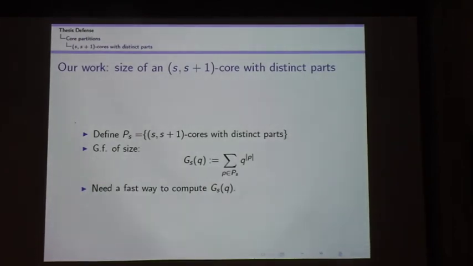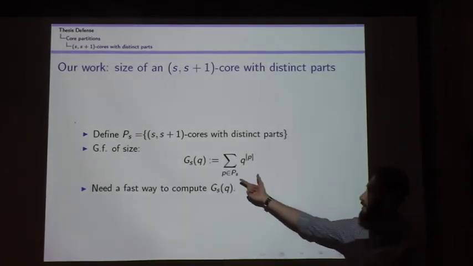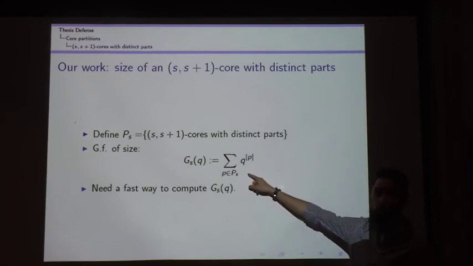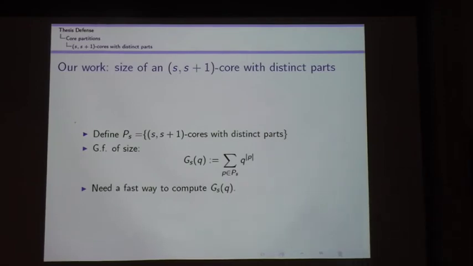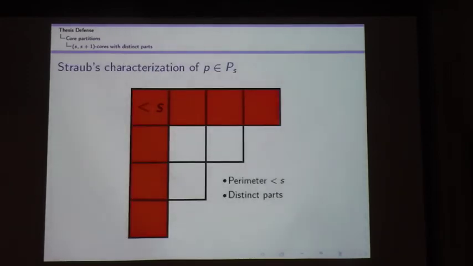And so now, just like before, we want a generating function, right? If we have a scheme to compute this quickly, then maybe we can look at the moments. Okay, so we need a fast way to compute that. So in this particular case, we got lucky.